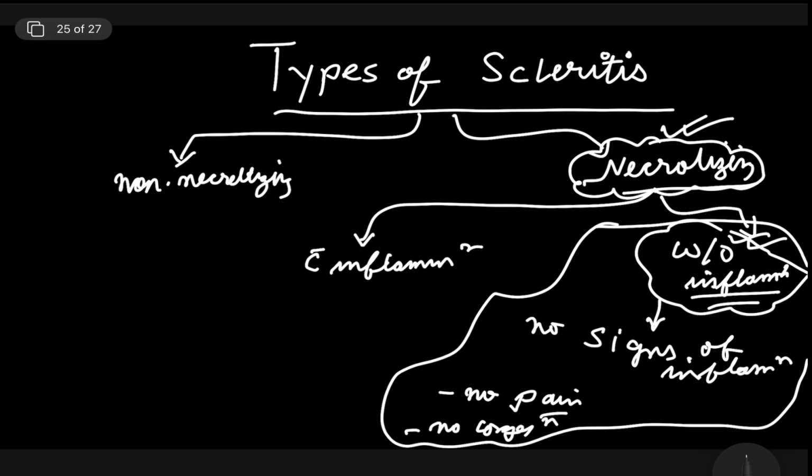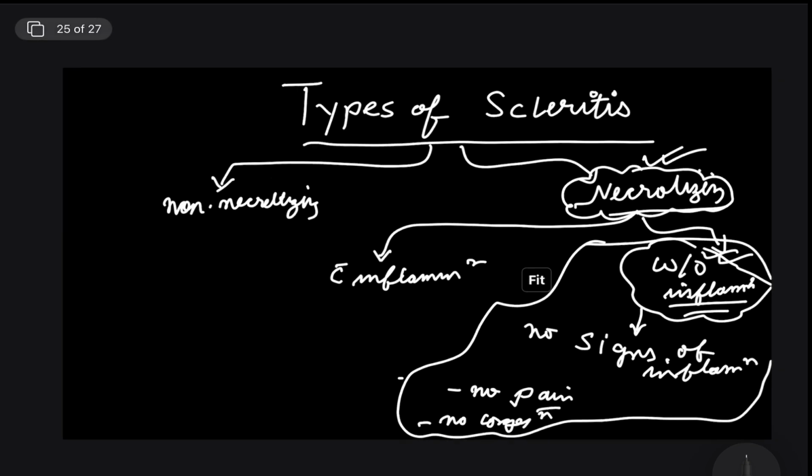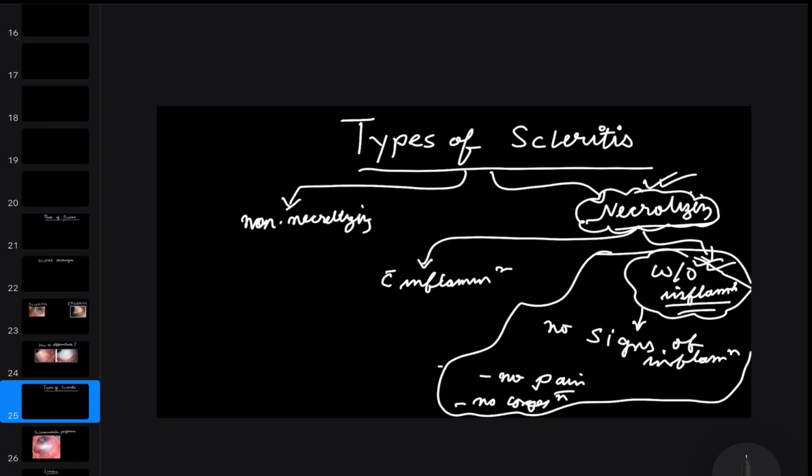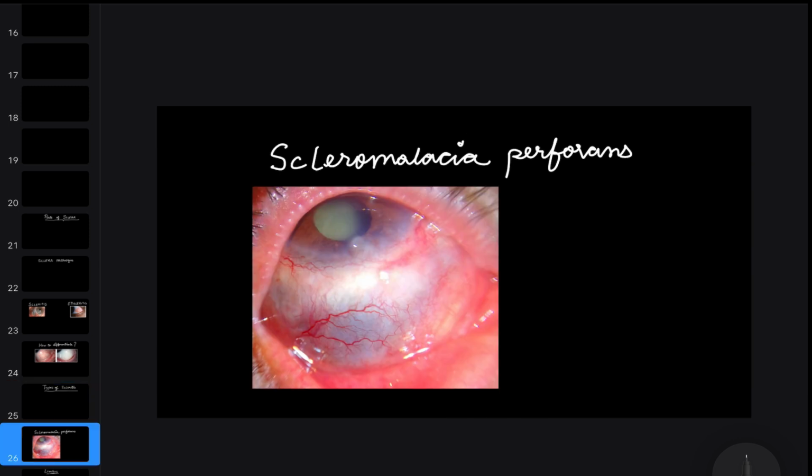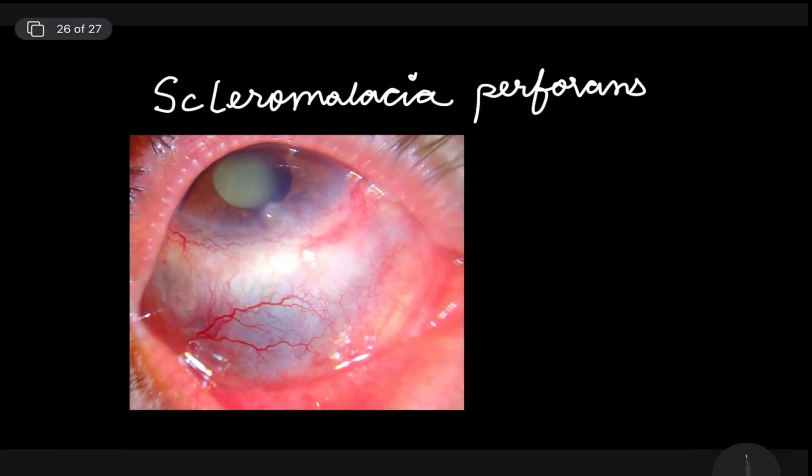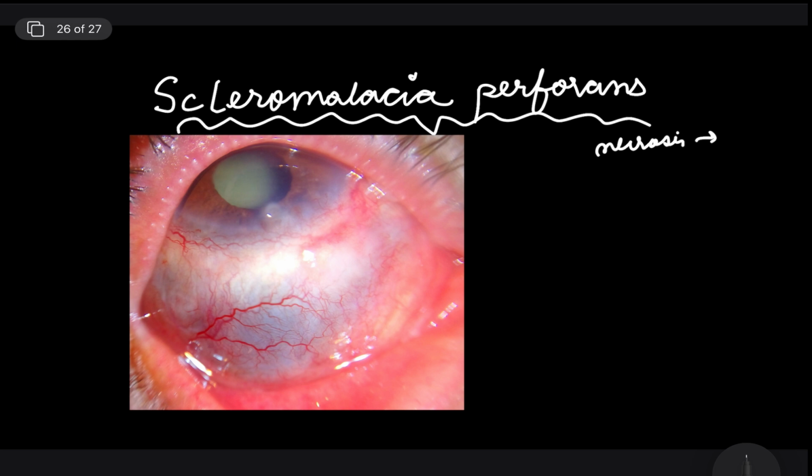This very special kind of necrotizing scleritis has been given a name called Scleromalacia perforans. Scleromalacia perforans. Sclero means sclera, malacia means soft, and perforans means perforation. So oftentimes the sclera becomes so soft from the necrosis that oftentimes there can be a perforation in the sclera.